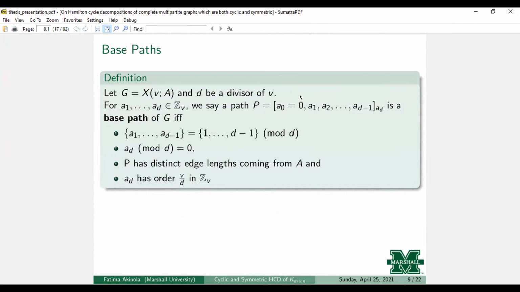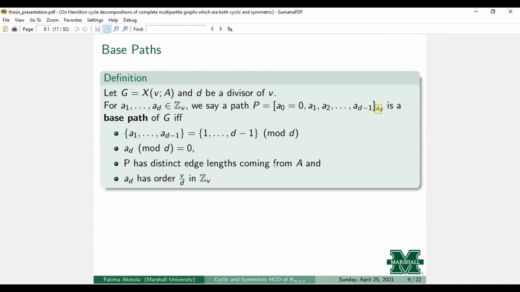If you have a path in your graph that goes from 0 and ends at AD, then it is a base path if and only if it satisfies all of those conditions. The first condition is everyone has to be distinct mod D. The next condition is your last vertex, which is AD, has to be divisible by D, meaning it's 0 mod D.